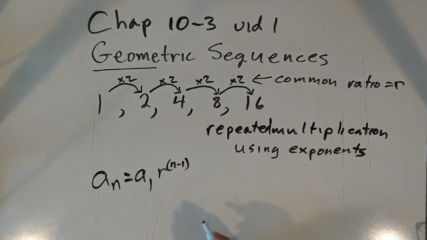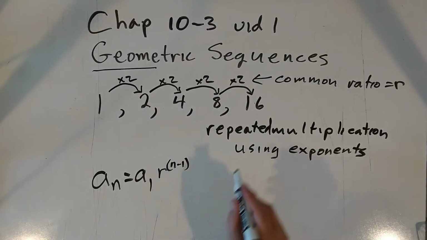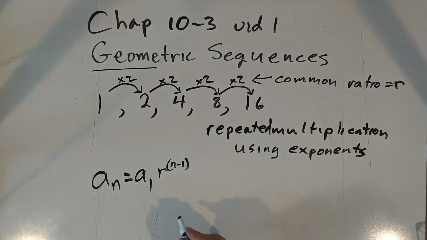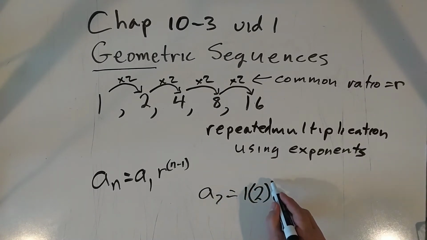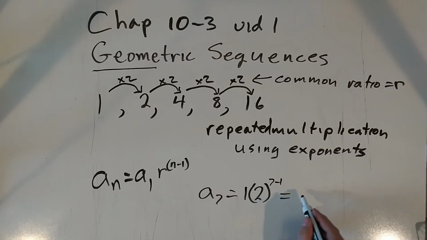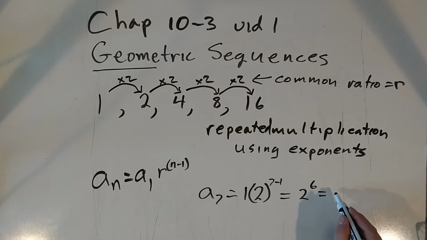And we could do this, maybe we might want to find the 7th term of the sequence. So a sub 7 would be the first term times the common ratio to the 7 minus 1 power. In this case, that's equal to 2 to the 6th power. And 2 to the 6th power is 64. So the 7th term is 64.